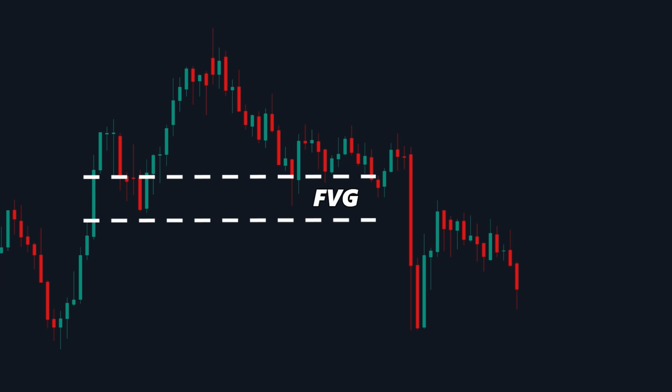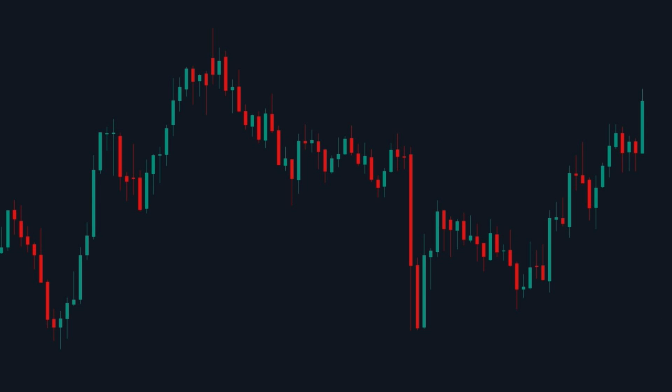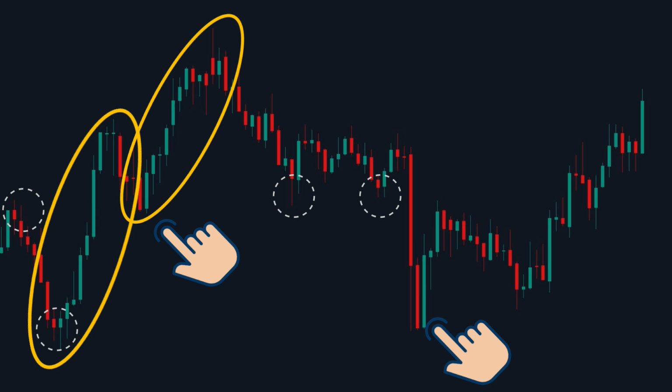Is the fair value gap a suitable area for entry, or is it the order block? Probably, the correct answer lies in both possibilities. In this video, we delve into the reasons that make each of these areas suitable for entry, so that we know when to consider the fair value gap as the entry and when to consider an order block.